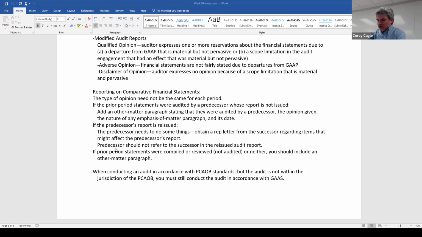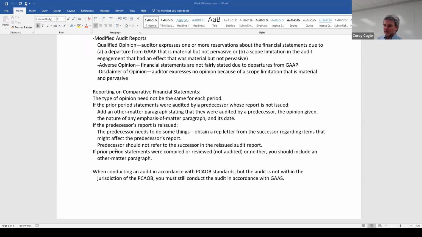If the report is reissued, then the predecessor auditor has to do a few things. Get a rep letter from us, the successor auditor, regarding items that might affect their report. That seems a little unusual, right? Usually it's us having to do, it's like, okay, if their report's reissued, we're going to have to do all of this. Well, here, if the predecessor's report is reissued, then the predecessor is going to have to do a little bit of work. But reissuing that audit report, they're not going to be able to refer at all to the new auditor. That's not what they will do. But more on other matter paragraphs later.